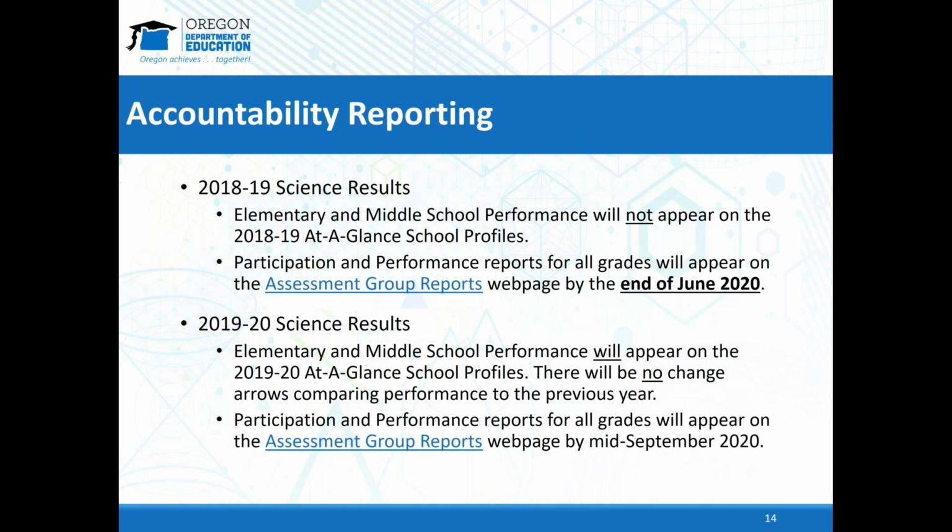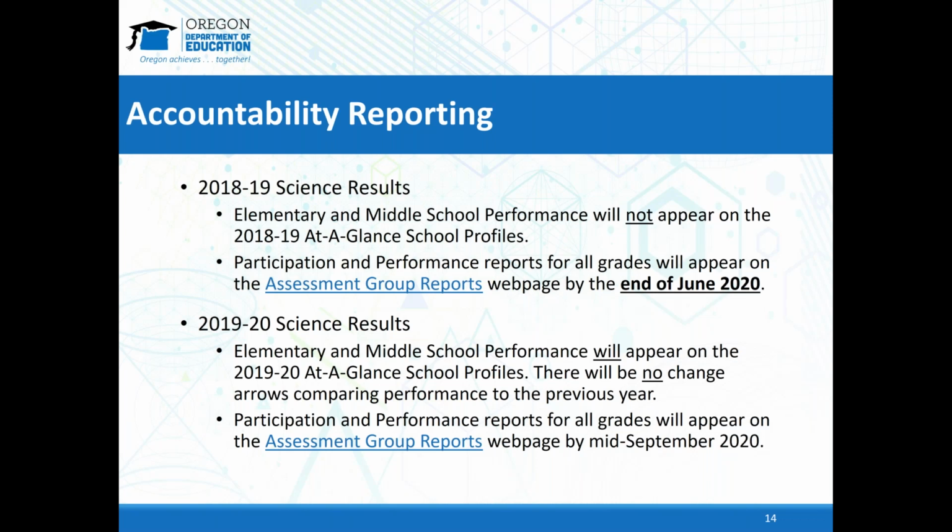As far as reporting is concerned, for Science 2018-19, in the Science ADI validation, on the RC Summary tab, you will be able to see the performance data that would normally be displayed on the elementary and middle school at-a-glance profiles. However, the 18-19 Science results will not be displayed on the 18-19 at-a-glance profiles.